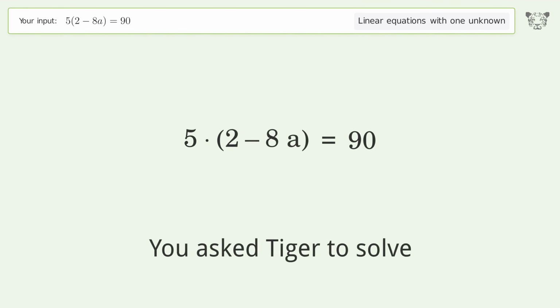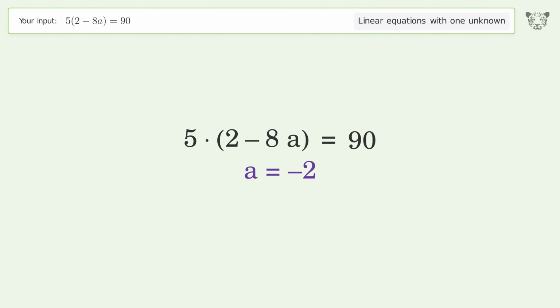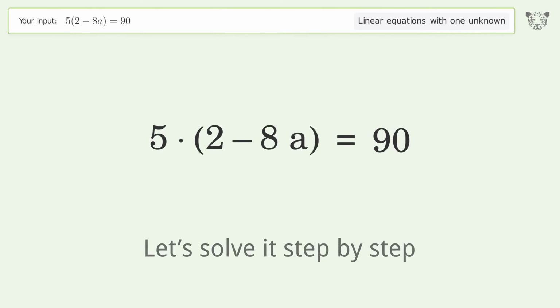You ask Tiger to solve. This deals with linear equations with one unknown. The final result is a equals -2. Let's solve it step by step.